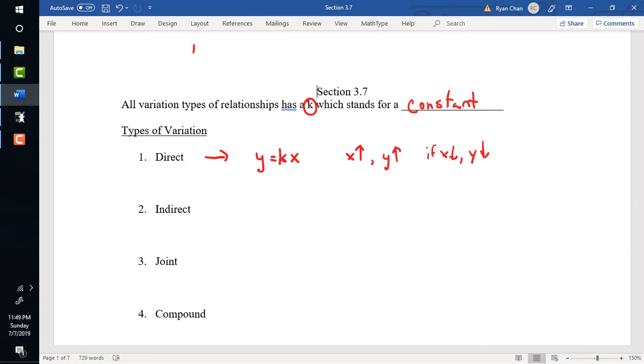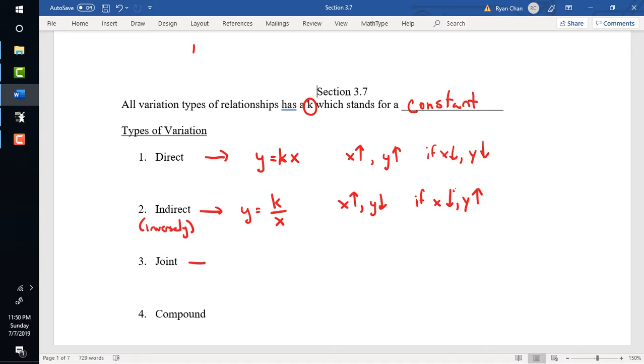The second type of variation is y is equal to k over x. It's called indirect, and we also use the word inversely. As x increases, y decreases, and if x decreases, y increases. So the idea is that indirectly, your x and y are going to go in opposite directions based off of growth.